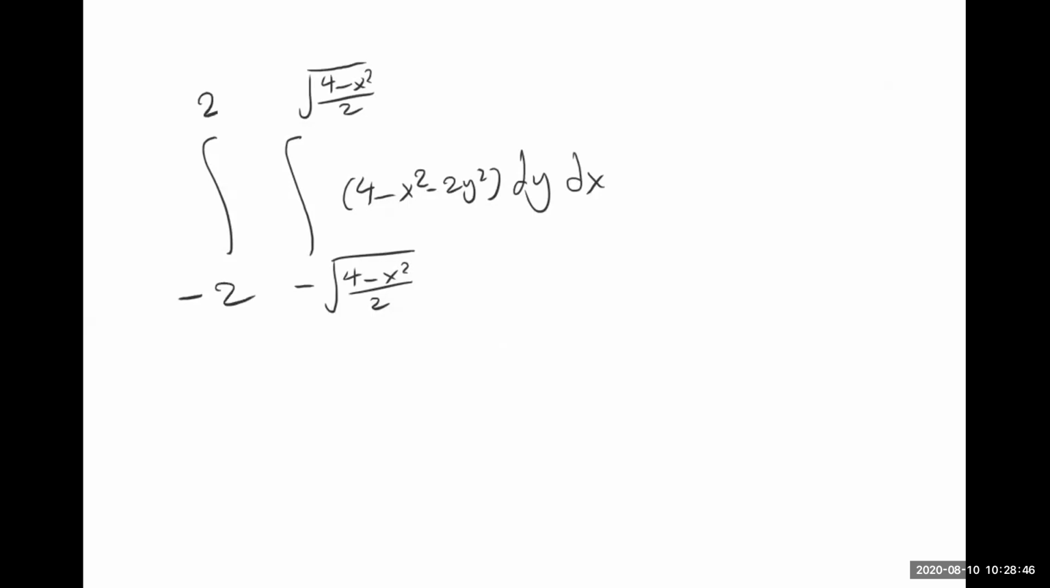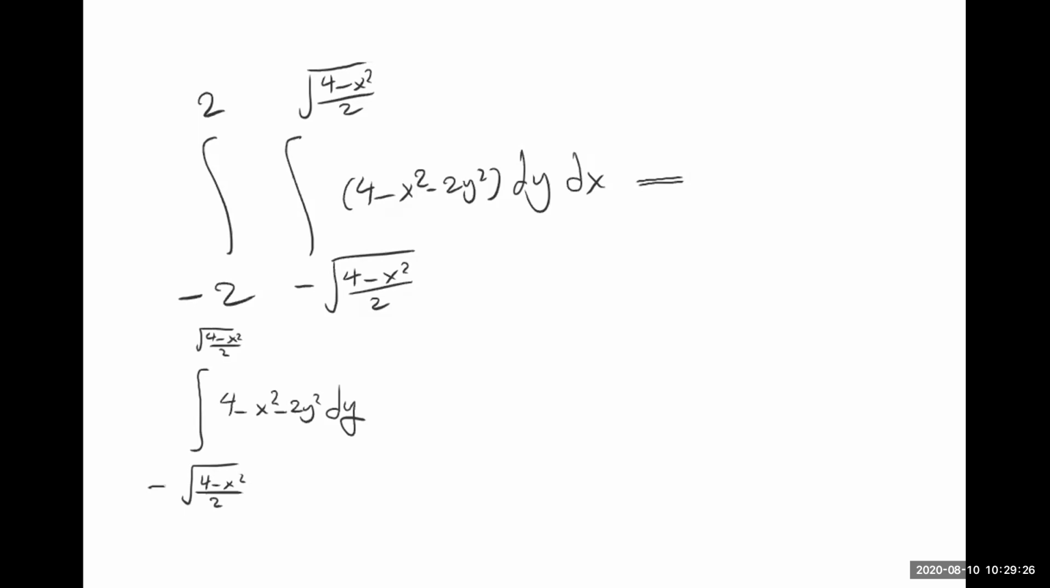Now I should compute this integral. Well, that might not be really easy. Let me try. Let me try to explain it, because there is one more trick we need to learn, but I would explain that here. So first I should compute this integral: 4 minus x squared minus 2y squared dy from minus the square root of (4 minus x squared) over 2 to the square root of (4 minus x squared) over 2.